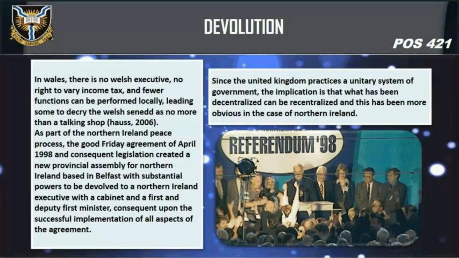1998 and consequent legislation created a new provincial assembly for Northern Ireland based in Belfast, with substantial powers to be devolved to a Northern Ireland executive with a cabinet and a first and deputy first minister, consequent upon the successful implementation of all aspects of the agreement. Since the United Kingdom practices a unitary system of government, the implication is that what has been decentralized can be recentralized. And this has been more obvious in the case of Northern Ireland.